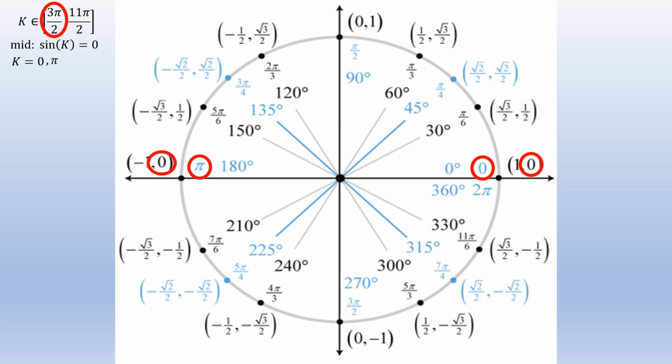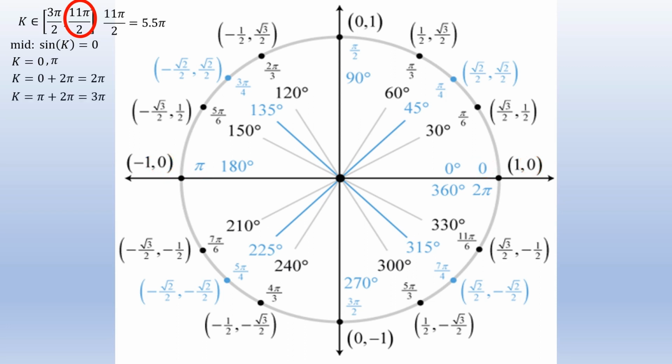Secondly, we have an upper bound of 11 pi on 2, which as a decimal is 5.5 pi. Rounding up to 6 pi, this means that we need to go around the unit circle 3 times in total to get all the valid solutions, since one revolution is equivalent to 2 pi. This is done by adding 2 pi to our previous solutions of each revolution.